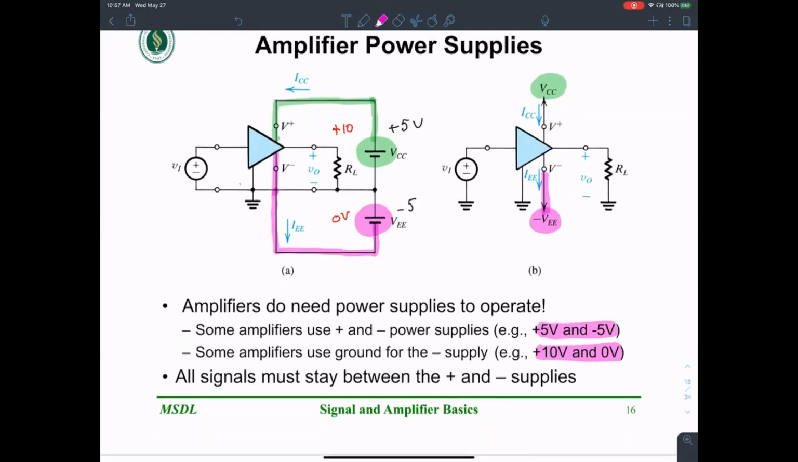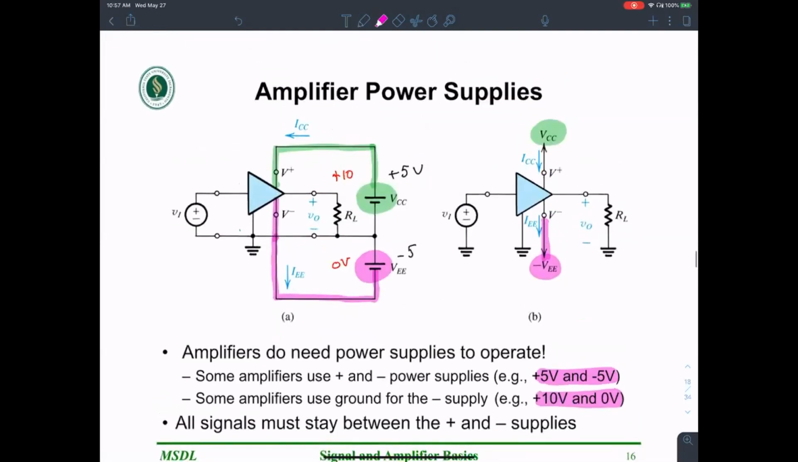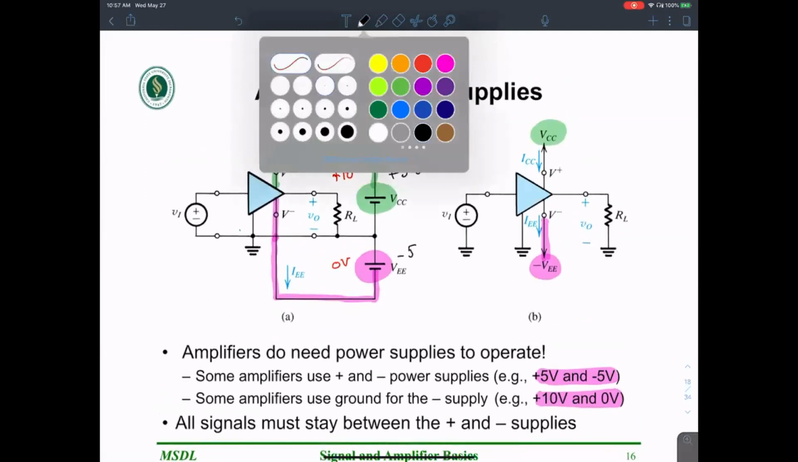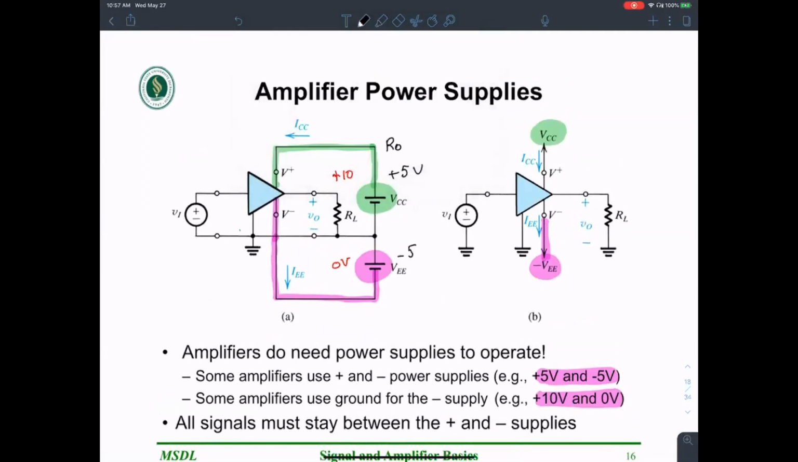All signals must stay between the positive and negative power supplies. So the positive power supply defines the ceiling, the top voltage that is possible out of this circuit, and the bottom, or the floor, is set by the lower power supply. The output signal cannot go beyond the positive and negative power supplies.